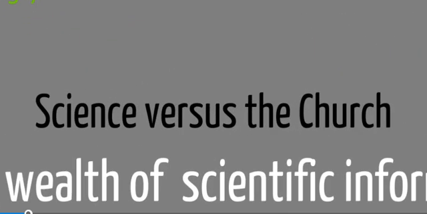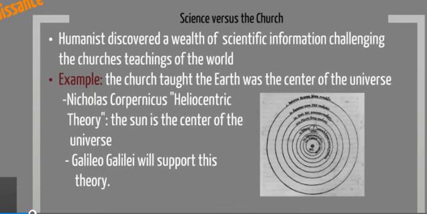In the Italian Renaissance, we see science versus the church. During this time, humanists are beginning to discover a wealth of scientific information that begins to challenge what the church has taught. And when we say the church, we're talking about the Christian church. For example, the Christian church taught that the earth was the center of the universe. However, Nicholas Copernicus comes up with the heliocentric theory, which is that the sun is the center of the universe. And Galileo Galilei will also come to support this theory.